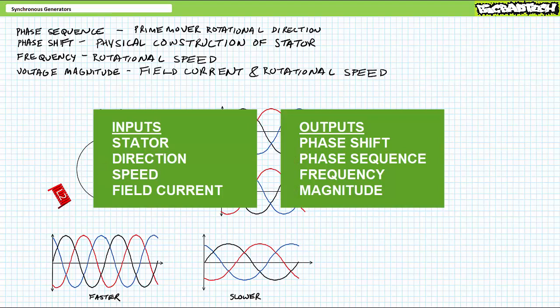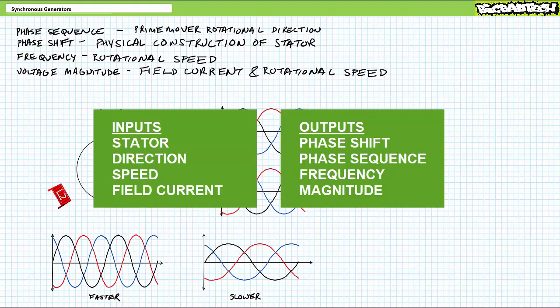Again, if we kept everything the same, i.e. the same rotational direction inside the same stator with the same field excitation current, however step down the rotational speed, not only would frequency decrease, but also voltage magnitude. This presents us with a challenge. Let's say you had a phase sequence, phase shift and voltage magnitude right, but your frequency was too slow. If you stepped up rotational speed to the proper frequency, you'd also increase voltage magnitude, potentially overshooting your desired specification.